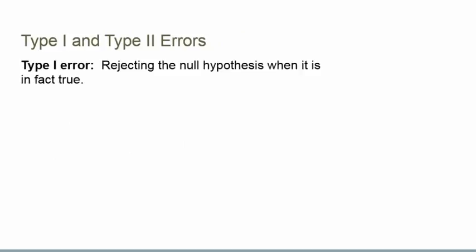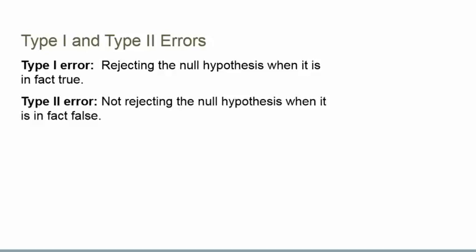Type 1 and Type 2 errors. Type 1 error: rejecting the null hypothesis when it is in fact true. Type 2 error: not rejecting the null hypothesis when it is in fact false.